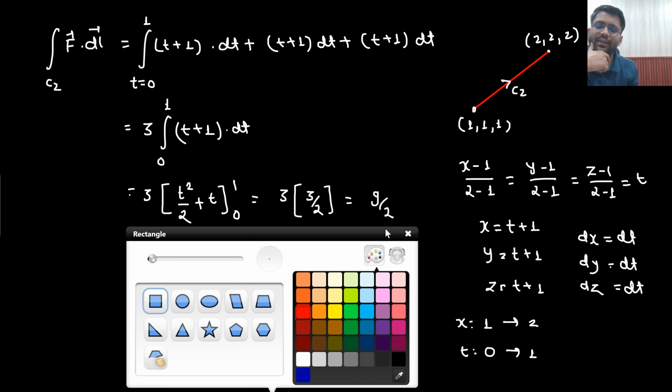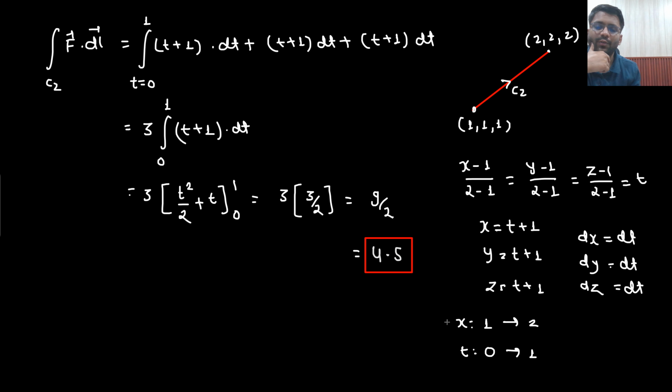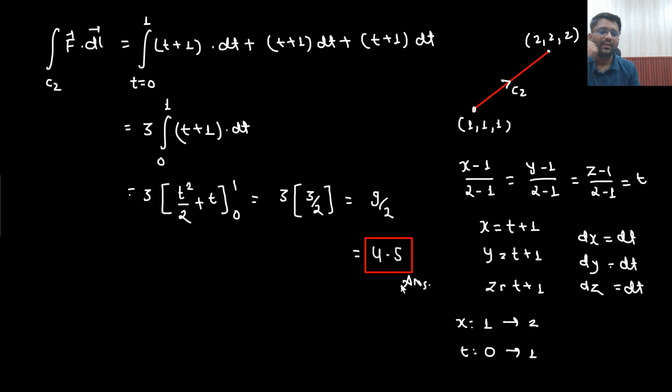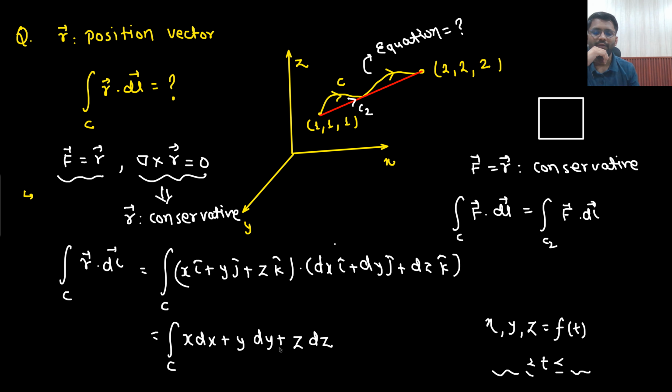So over this field, if you move from A to B, then R dot dl will come out to be 4.5. So the answer is 4.5, or 9 by 2. Yeah, that's the answer. Is that understandable to you?